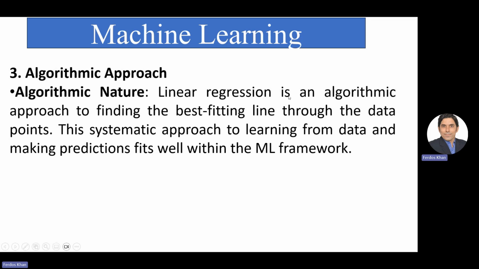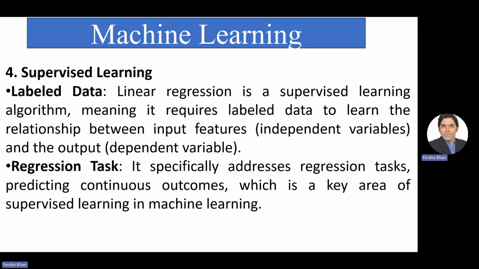Algorithmic in nature. Linear regression is an algorithmic approach to finding the best fitting line through the data points. This systematic approach to learn from the data and make predictions fits well within the machine learning framework. The same thing as we do in machine learning, we also do in regression analysis. We just try to find the best fitting line through the data points, minimizing the error term. This is the same thing as we do in machine learning.